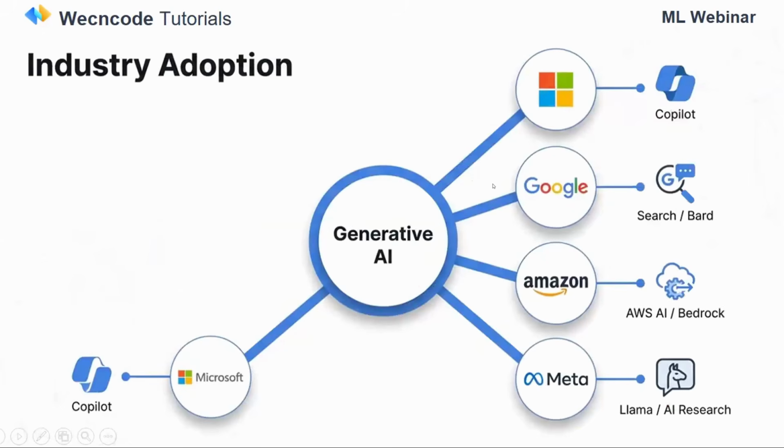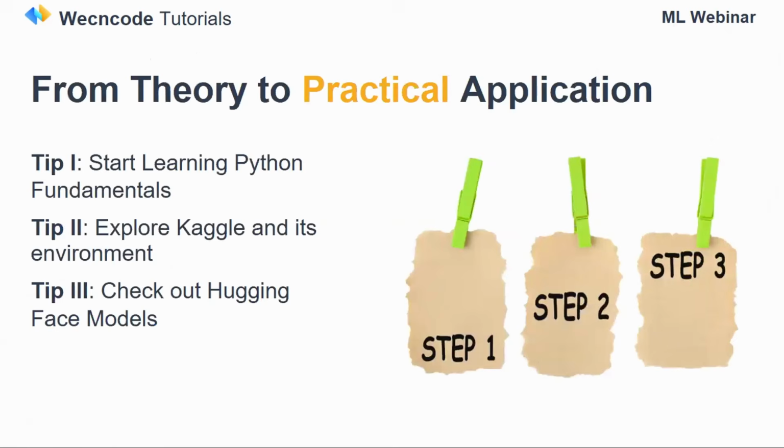So we can see the industry adoption: Copilot, Microsoft, Meta, Google, all of them make use of generative AI. From this, we can see Llama, and we can see AWS Bedrock. These show how all these big companies have their own generative AI models that legally belong to them.